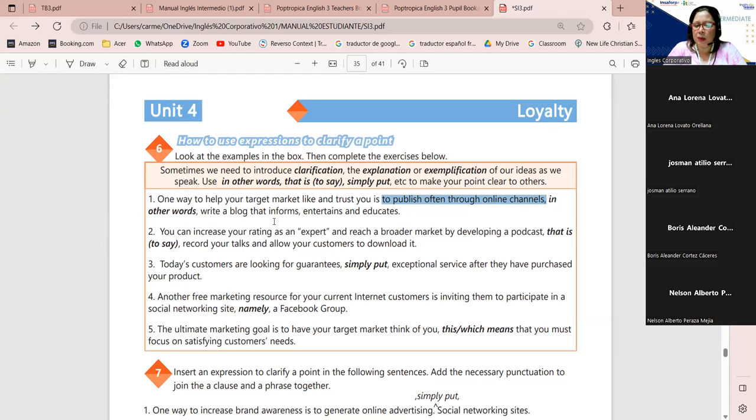What am I going to publish? In other words, write a blog that informs, entertains, and educates. Okay? Publish blogs and entertainment content and educational content. But you have to publish that through online channels. So in other words, this, this, and that.